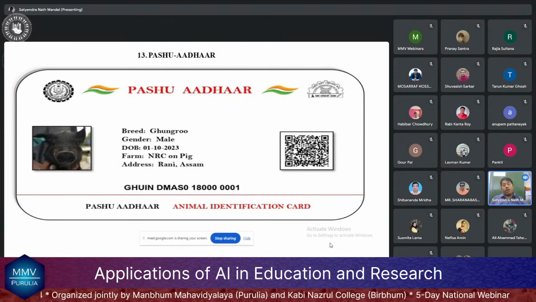Then what will happen if we want to develop an Aadhaar card? And we did this work on goat and pig with the help of ICAR-NRC on Pig Assam, ICAR-Central Institute for Research on Goats Mathura, ICAR-National Research Centre on Meat Hyderabad, and Uttar Banga Krishi Viswavidyalaya, and with IIT Guwahati. So what is our objective? What was our objective? To identify the individual animal as well as the breed.